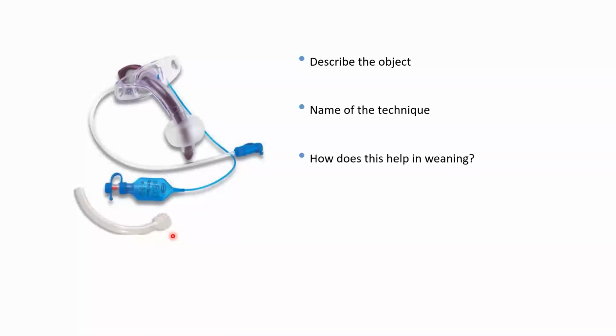When do you perform a tracheostomy? How will the tracheostomy help in weaning a patient? What are the benefits of tracheostomy in weaning? It reduces the complications of the ET tube, the patients are better, oral care can be done better, and there is less incidence of VAP.